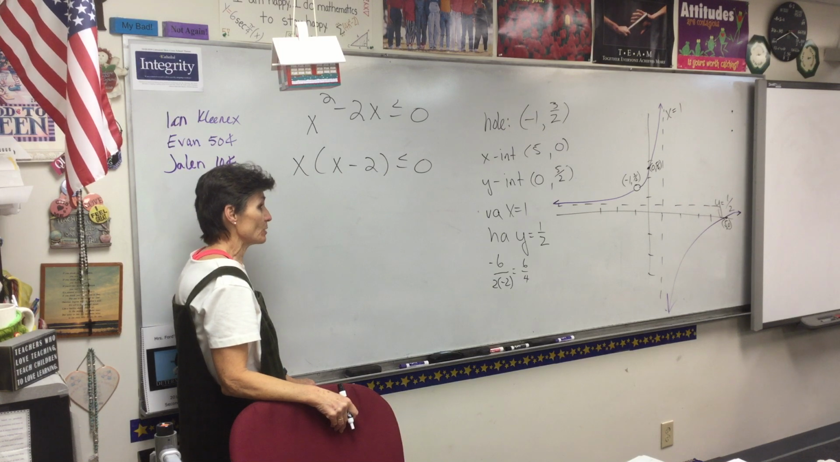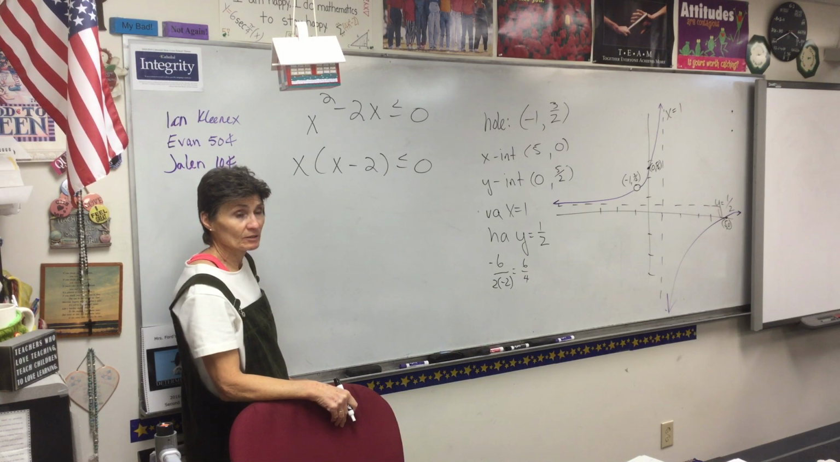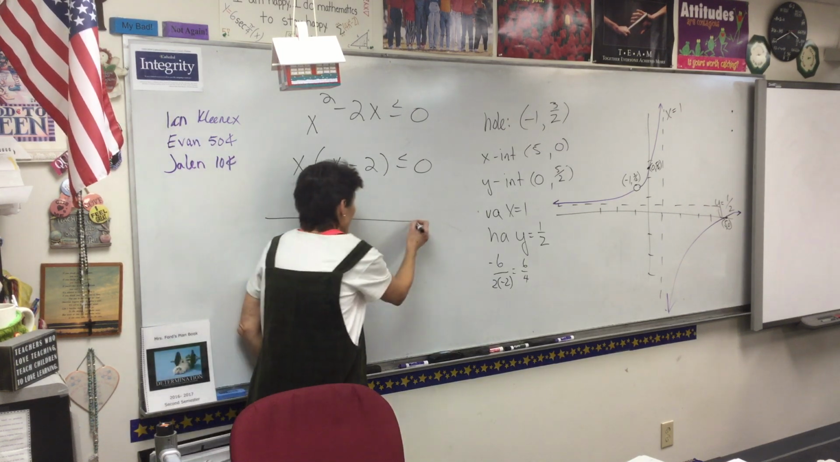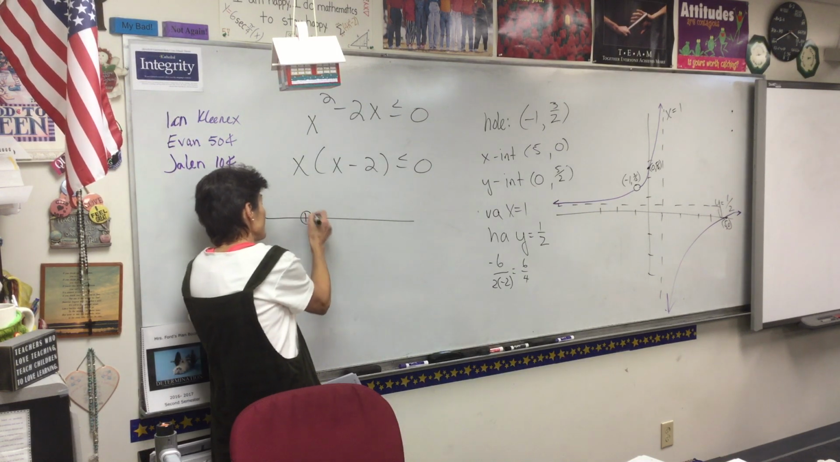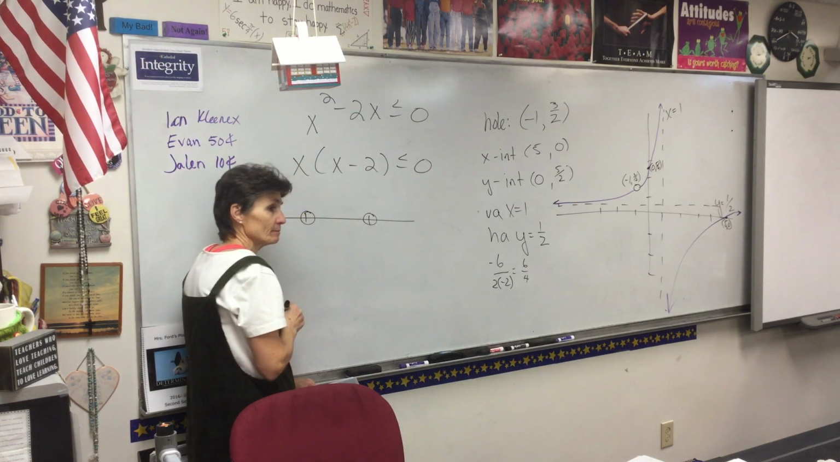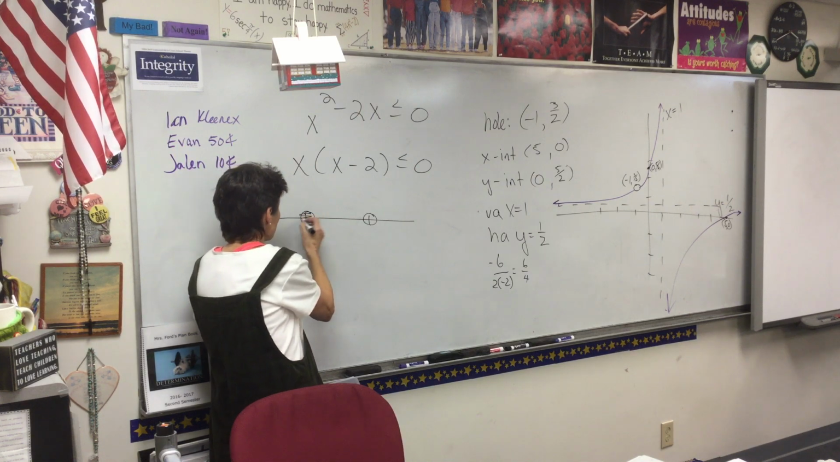And then with all of our inequalities, after we have them factored, we draw ourselves a number line. Going to be 2 dots on this number line, and those dots are going to be closed in.